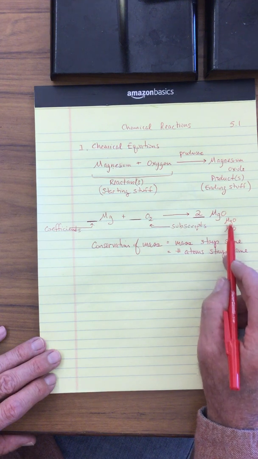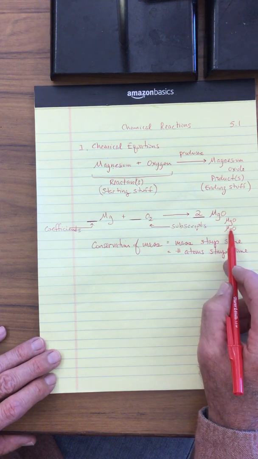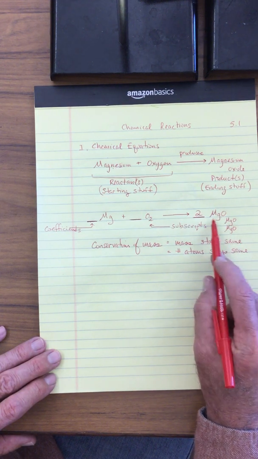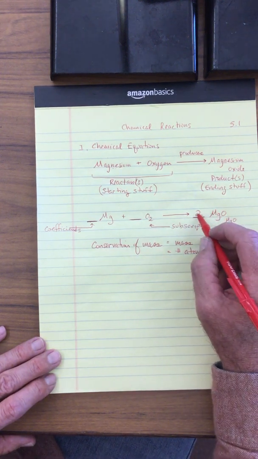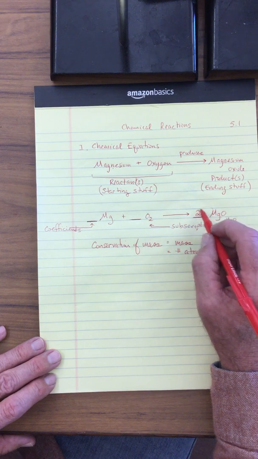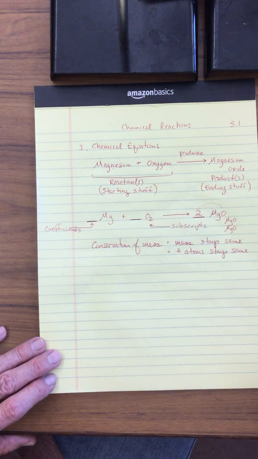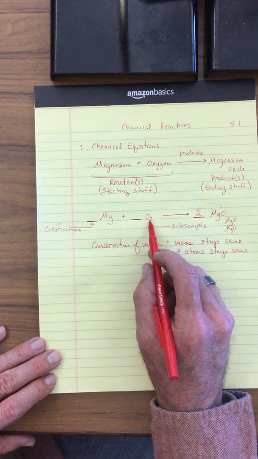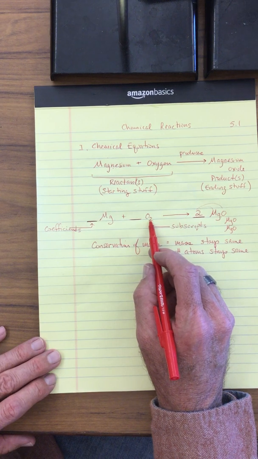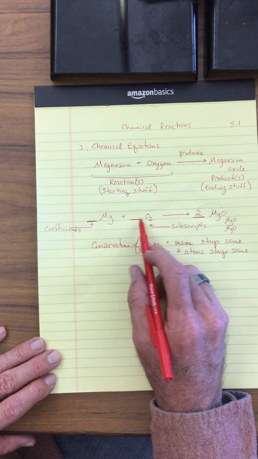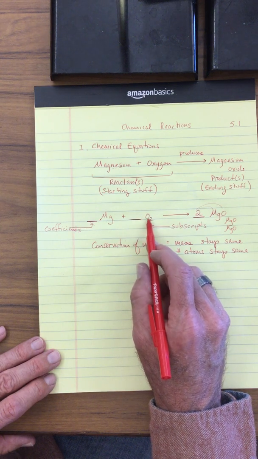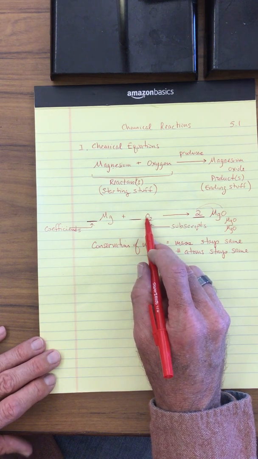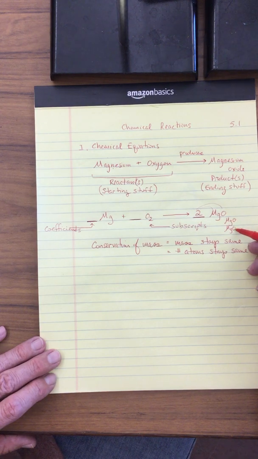How many Mgs do I now have? I have 2. How many O's do I have? I have 2. It's sort of like the distributive property in mathematics. I have 2 of these now, and I have 2 of those. Well, how many O's do I have on this side? I have 2 O's. So I don't need to put any numbers right here because I just need my 1 O2. Since I have 2 O's, one of the O's goes here, the other goes right here.